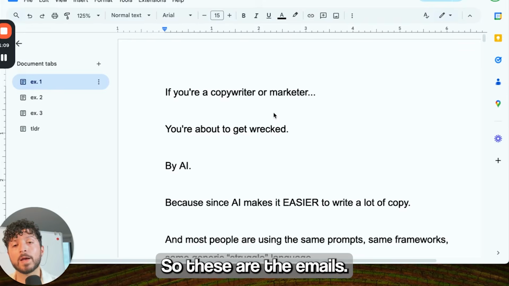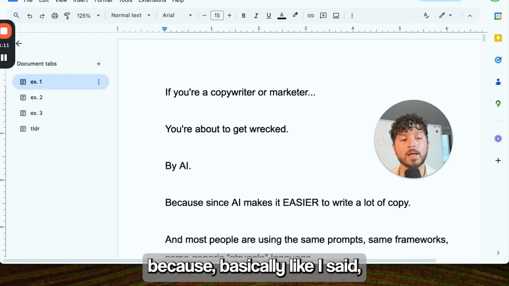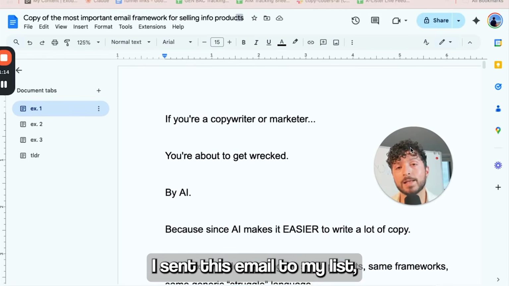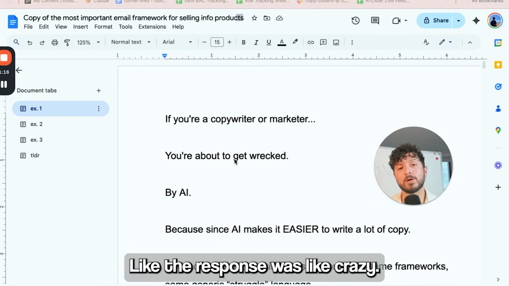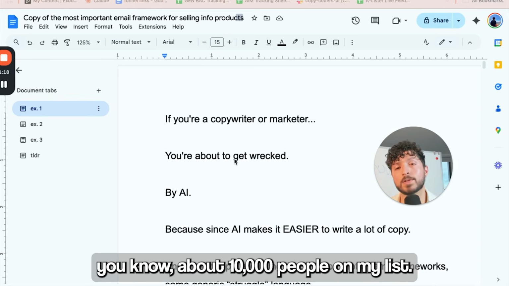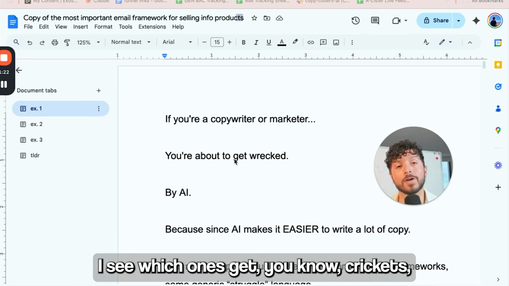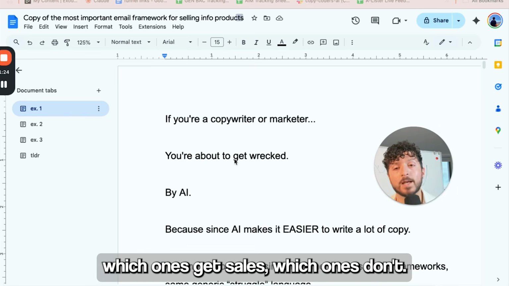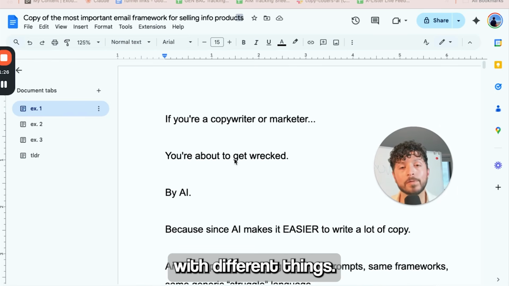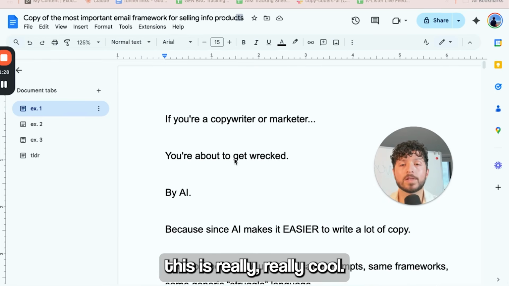Okay, so these are the emails. I have 3 examples right here because basically, like I said, I sent this email to my list, this first one that you're looking at, and I was like, whoa, the response was crazy. I send emails to about 10,000 people on my list. I send emails all the time. I see which ones get crickets, which ones get responses, which ones get sales, which ones don't. I like to experiment with different things. So when I sent this email, I was like, wow, this is really, really cool.